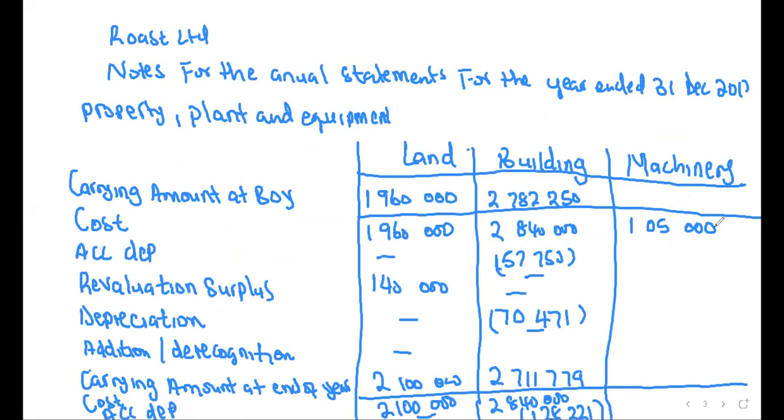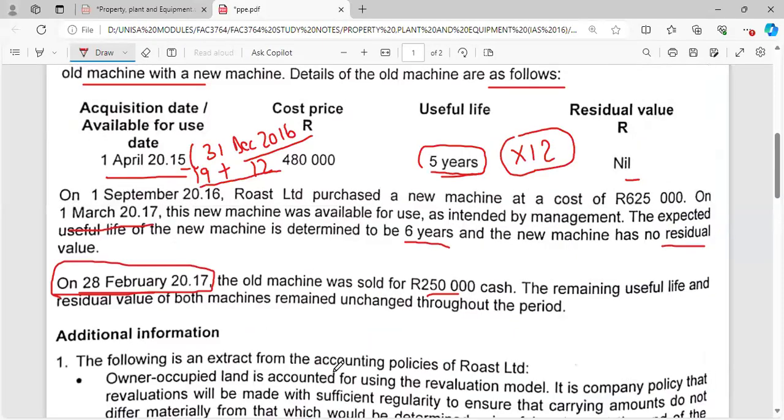Then we need the accumulated depreciation. Let me just check something, I want to show you something here. Right, on the machine, what you look at is here.